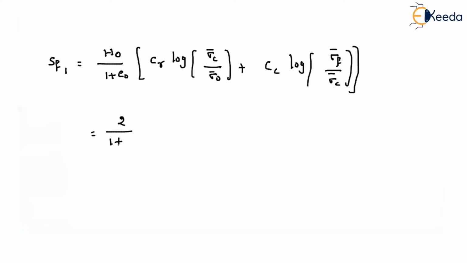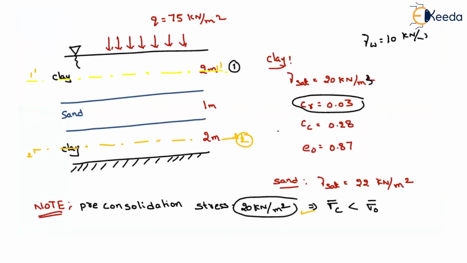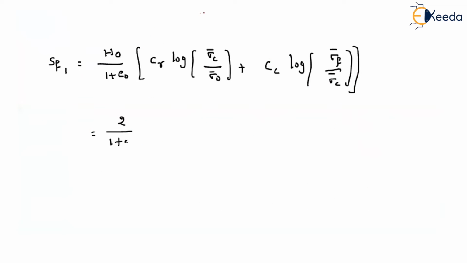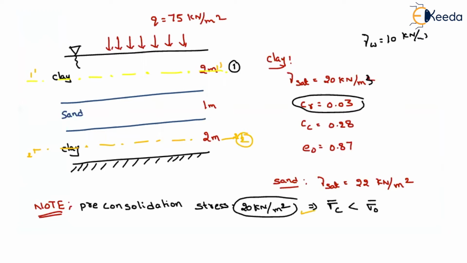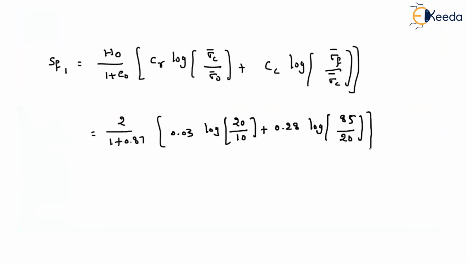2, divided by 1 plus, what about the void ratio? It is directly given in the problem. How much is it? 0.87, into the recompression index. How much is it given? 0.03. 0.03 into log of pre-consolidation stress 20 divided by initial effective stress 10, plus Cc is given as 0.28 into log of final effective stress, which is obtained as 85, divided by pre-consolidation stress 20. If you solve this, that is the settlement happening in the clay layer 1.